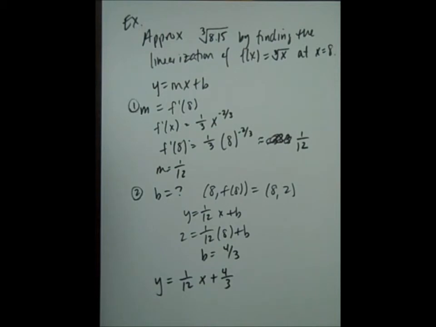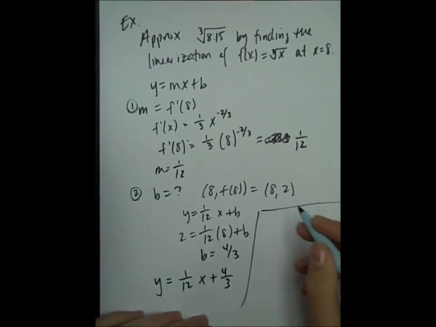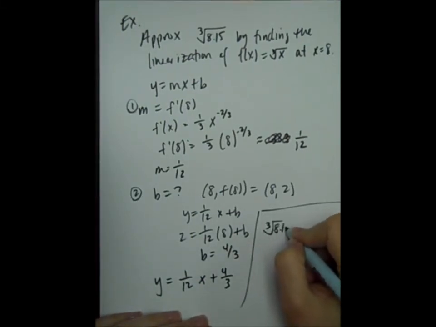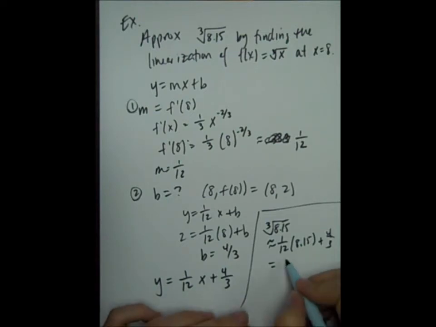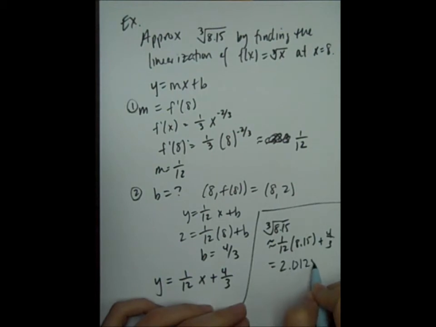What are we going to do at this point? Well, I found the linearization, I found the equation of the tangent line, so to approximate the cube root of 8.15, I'm just going to plug in 8.15 to my line. So all I'm doing is plugging it into my tangent line. So I'll get 8.15 times 1/12 plus 4/3, which is 2.0125. So pretty close to 2, but not quite.